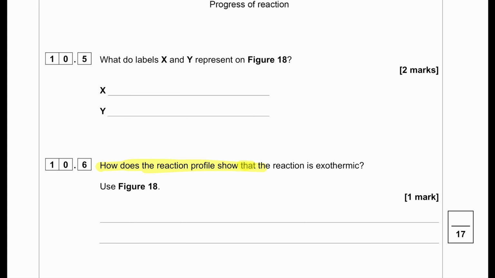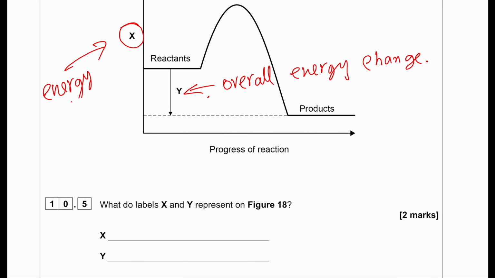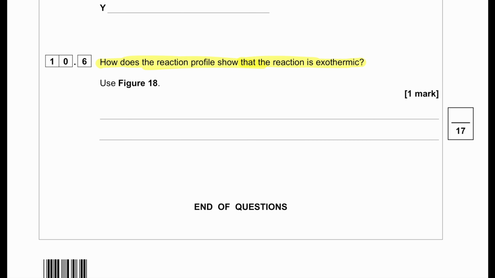How does the reaction profile show the reaction is exothermic? The reaction is shown to be exothermic because the product has less energy compared to that of the reactant. So heat energy must be lost. The answer should be written as follows.